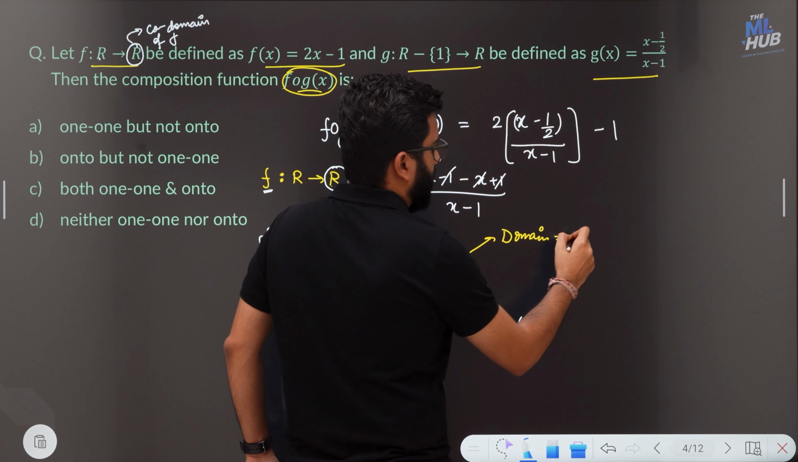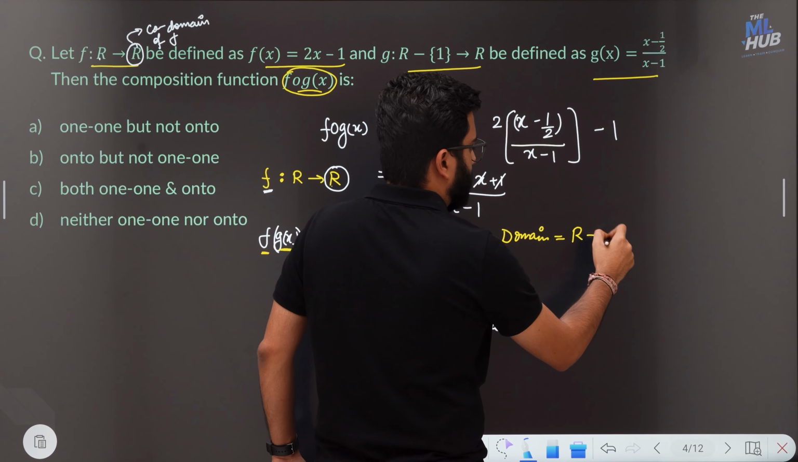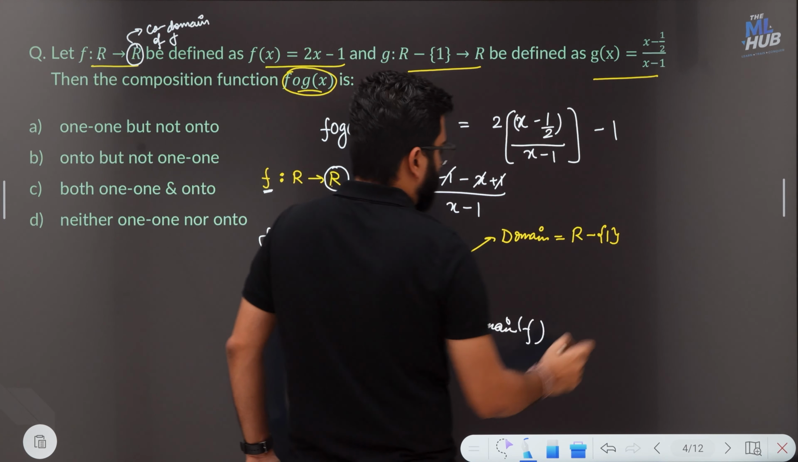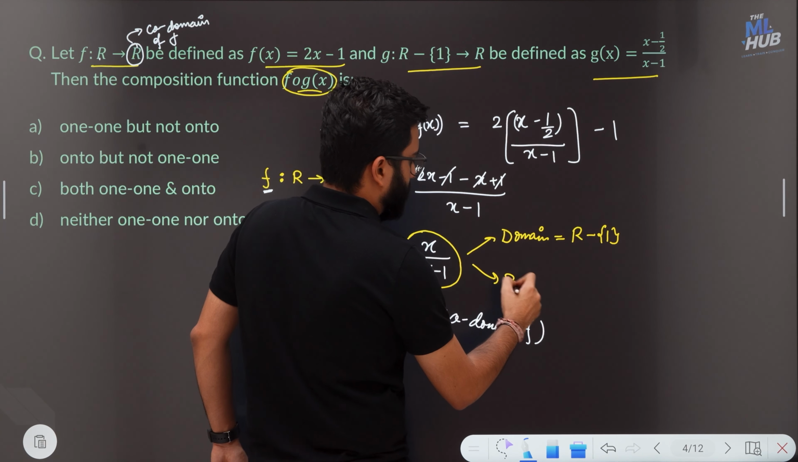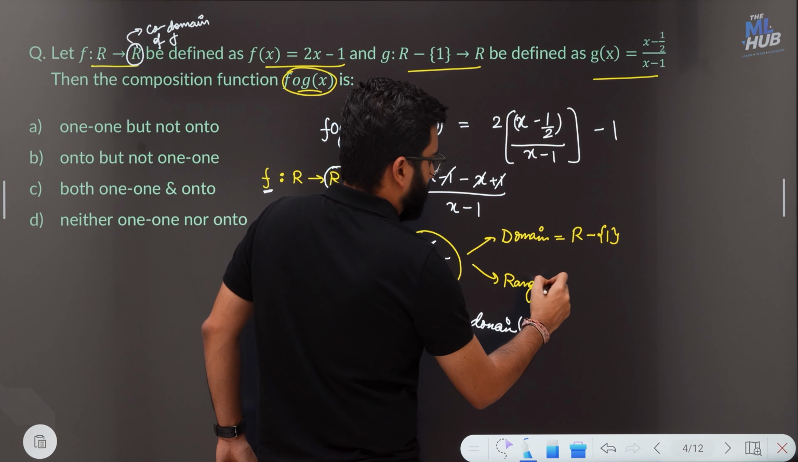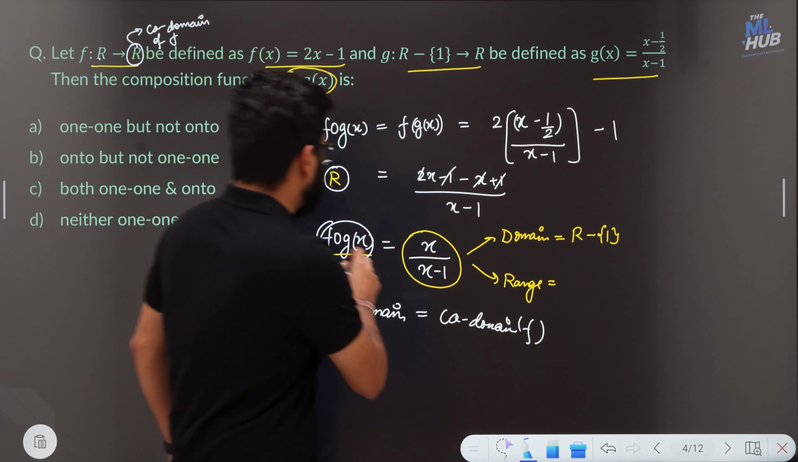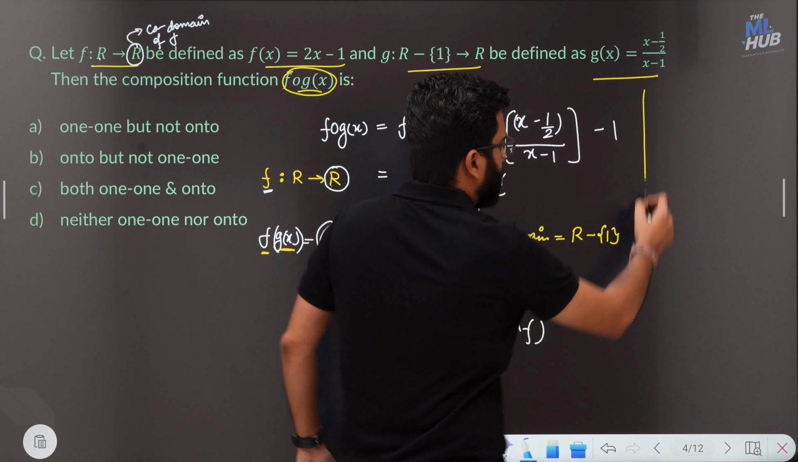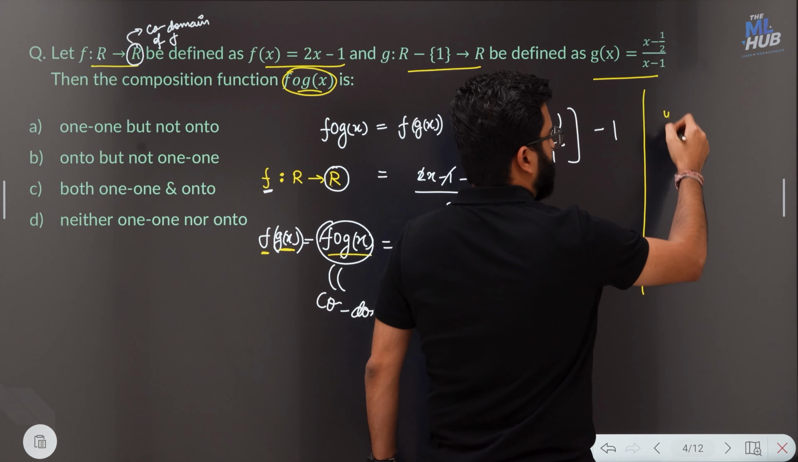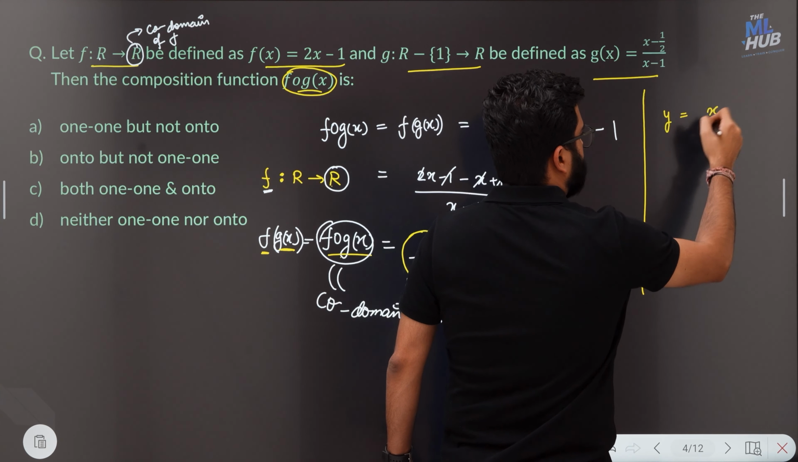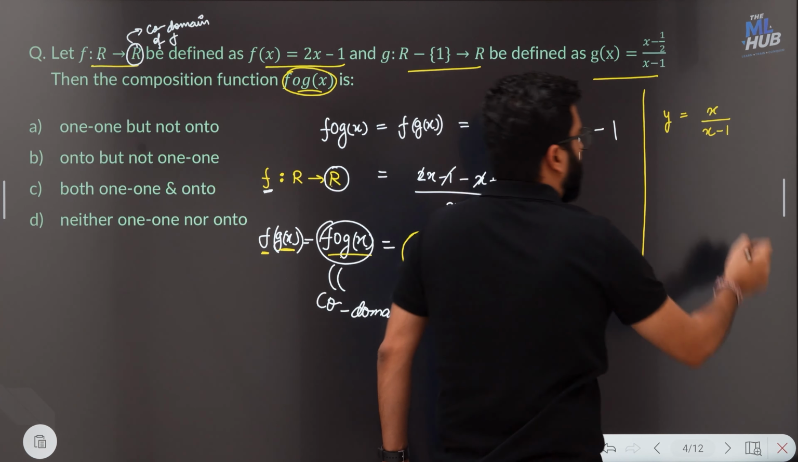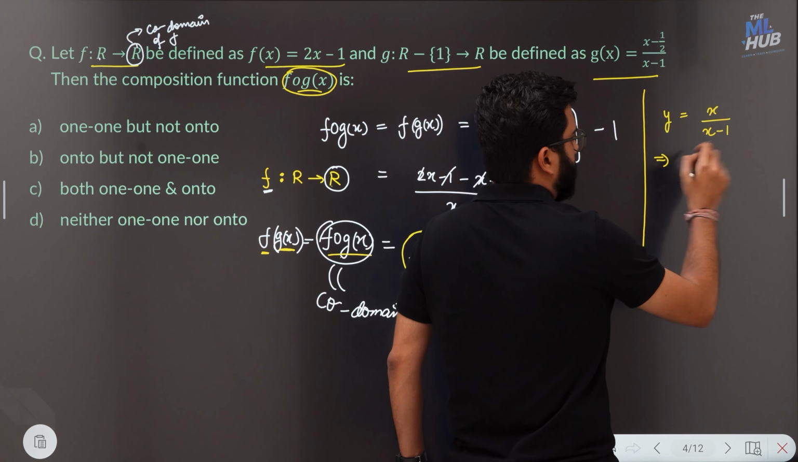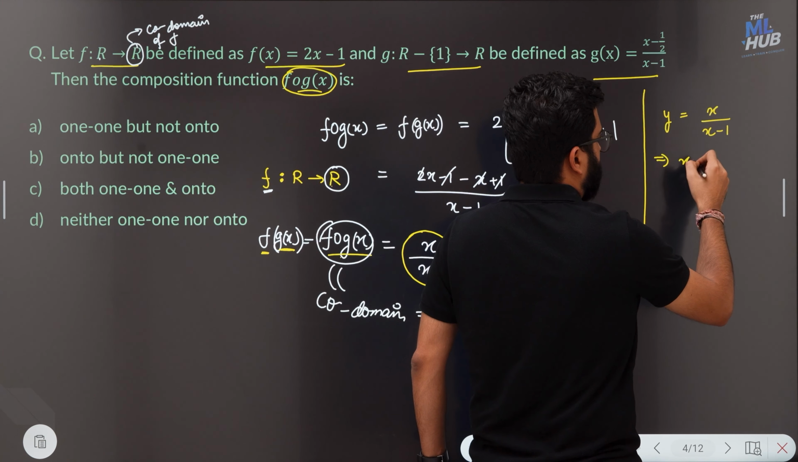The domain will be all real numbers minus 1. And what about range? To calculate range, I will be equating it with y. So y is equal to x divided by x minus 1, and this will form the equation x is equal to some function of y.